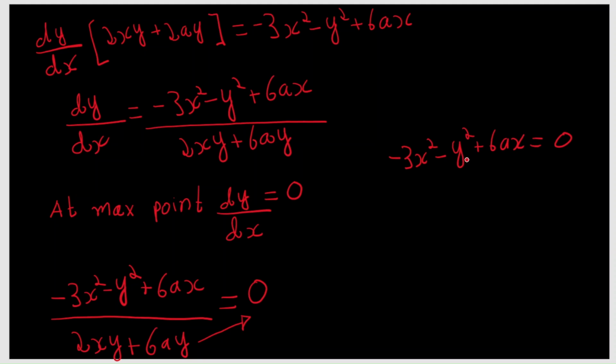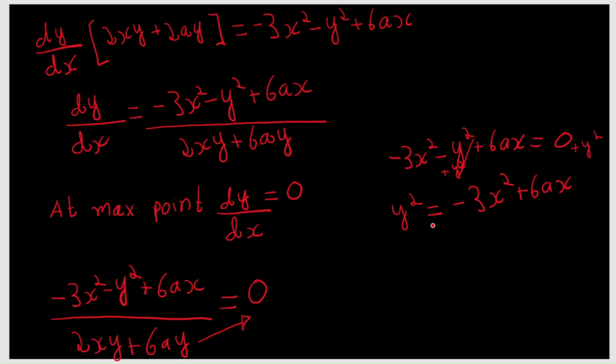Now we're going to make y the subject here, so I'm going to take y square onto the right hand side. This can be written as y square is equal to minus 3x square plus 6xy. I have added y square on both sides, so here the y square cancels, and we get it on the other side.